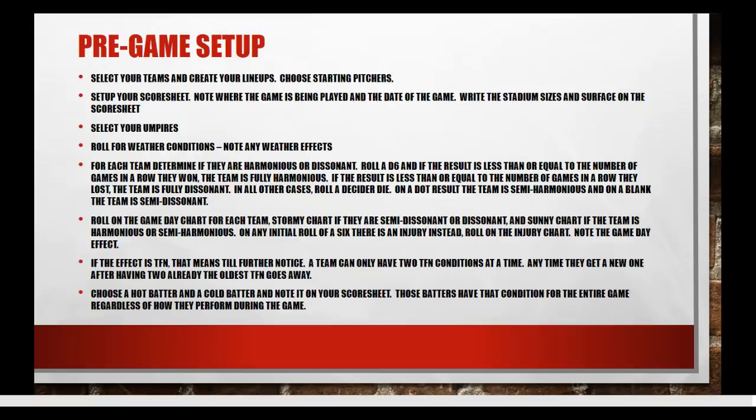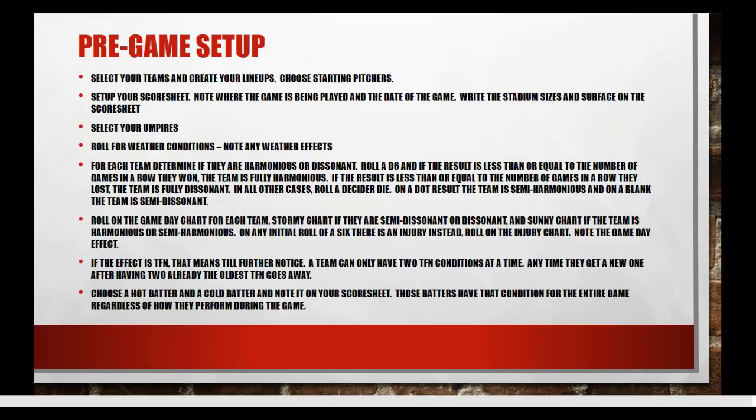So now we're going to talk about pregame setup. Every time before you start the game, you're going to select your teams, create your lineups, and choose your starting pitchers. That's all pretty simple, pretty self-explanatory. For the example I set up for today, I used the as-played lineups for Game 1 of the 1975 World Series.